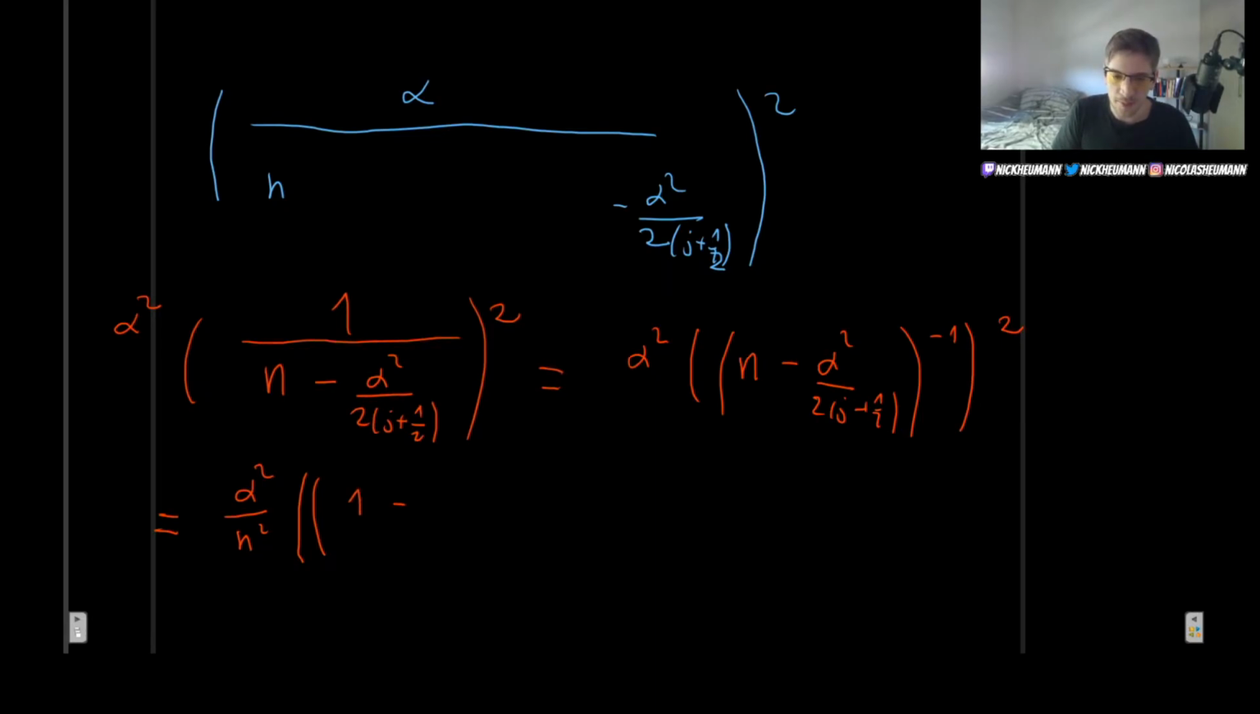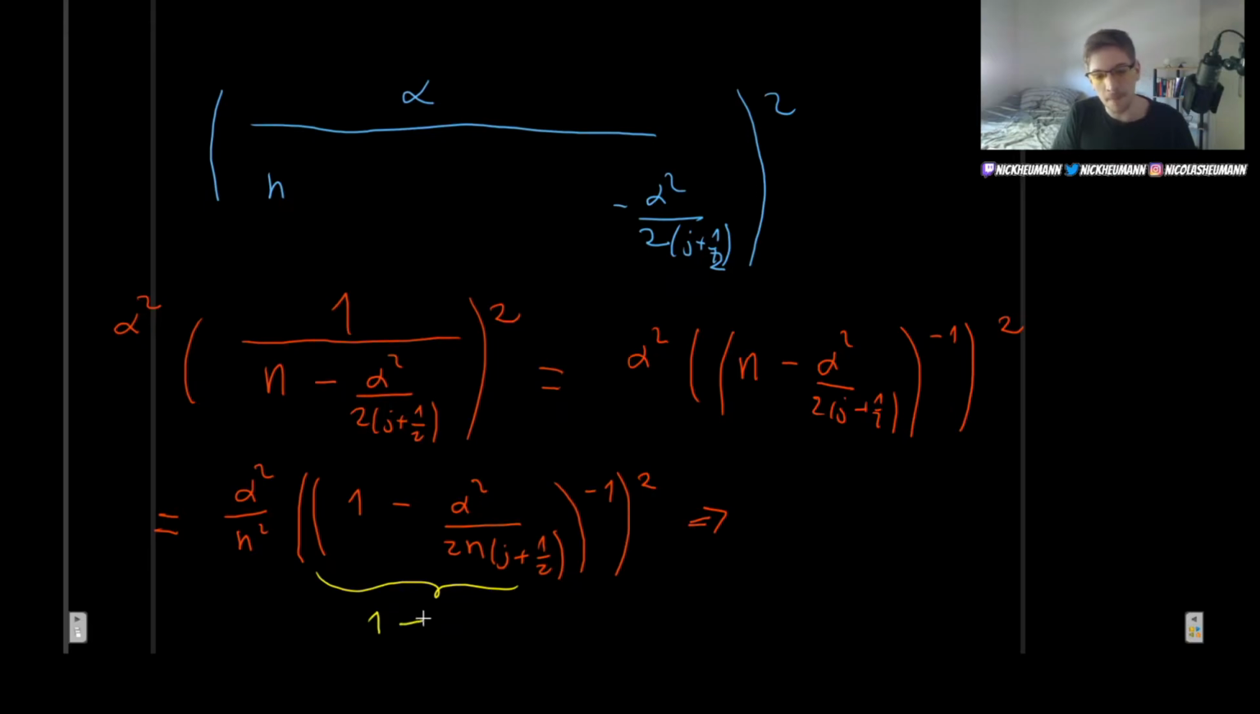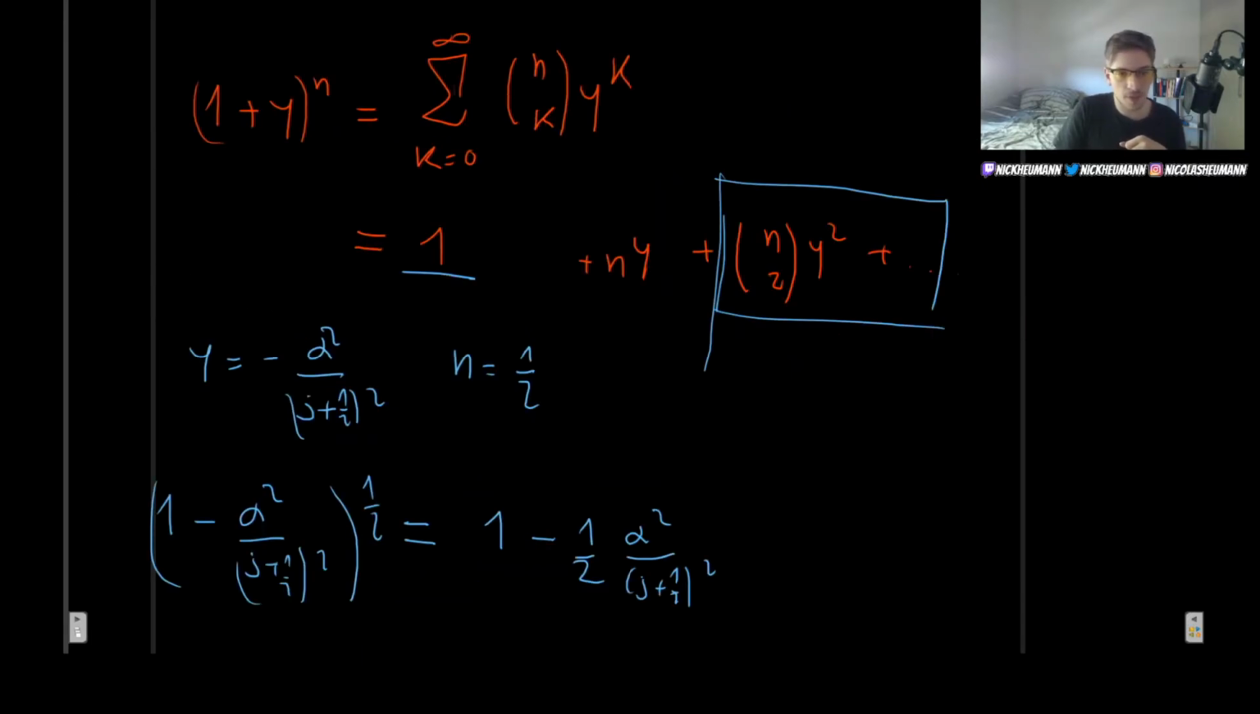Then we have 1 minus alpha squared divided by 2n, right? This n has to be here since we factored it out. J plus 1/2, all of this to the minus 1 and squared. You can also write it as minus 2, but I think it's going to be simpler if we keep it this way. Because now, at least the inner part is something of the form 1 minus y, or you can call it plus y if you consider y to be negative, to the minus 1 power. And now we can go back to where we found this formula, right?